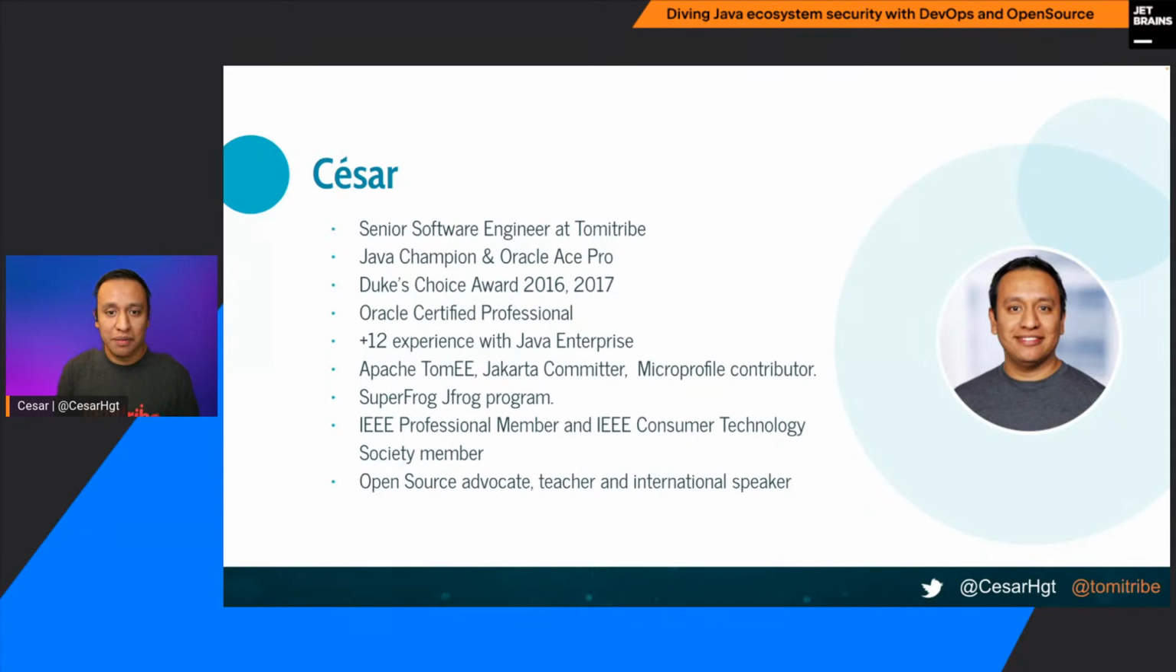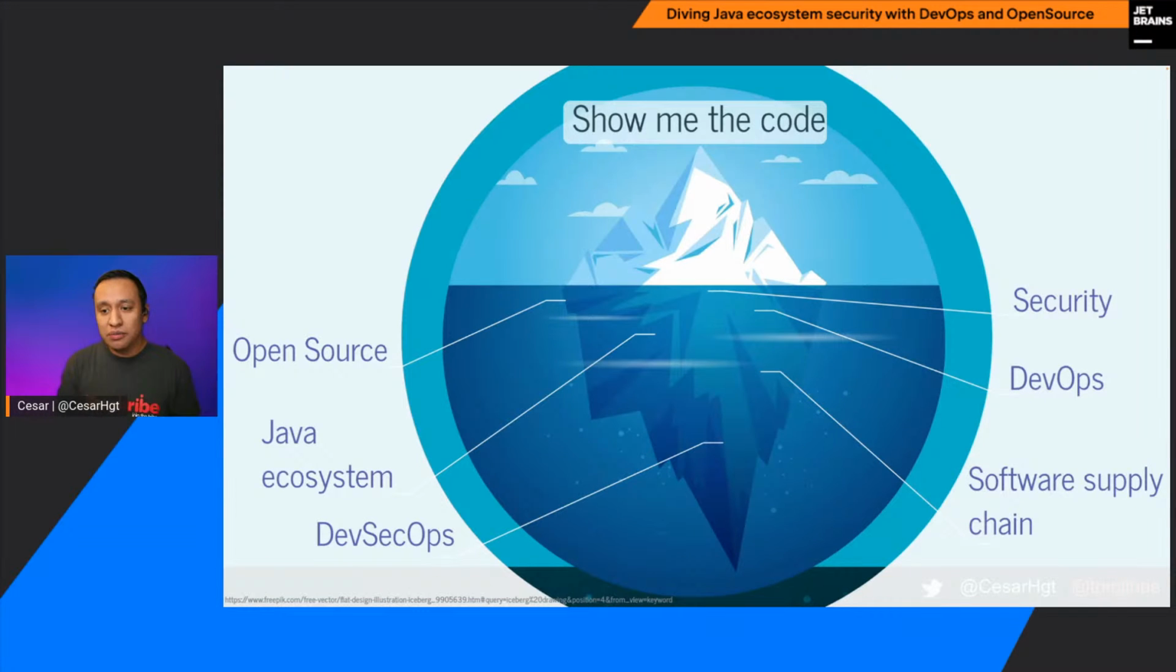questions via Twitter. So when we talk about Java, open source, how security is related with software supply chain, DevOps, DevSecOps, which is another term that you have been hearing in the last couple of years. In this session, we are not going to jump straight to show me the code, because that is just the tip of the iceberg. So instead, I want to give you first the context of where we're coming from, if this is the first time you're hearing some of these terms.